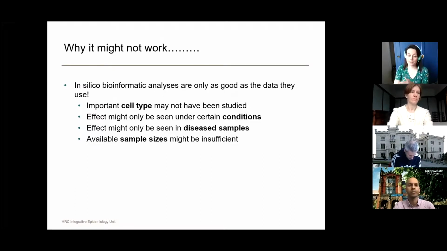It's possible that the effect you're interested in might only be seen in diseased samples, and a lot of the data that's available publicly is certainly from normal samples. So if it's skin samples, it's very unlikely to be taken from atopic skin. And also the sample sizes are often small, and certainly a lot smaller than the GWAS sample sizes. So if we really are trying to identify things that have tiny, tiny effects, then the very small sample sizes of some of these experiments might just be insufficient to detect what we're looking for.